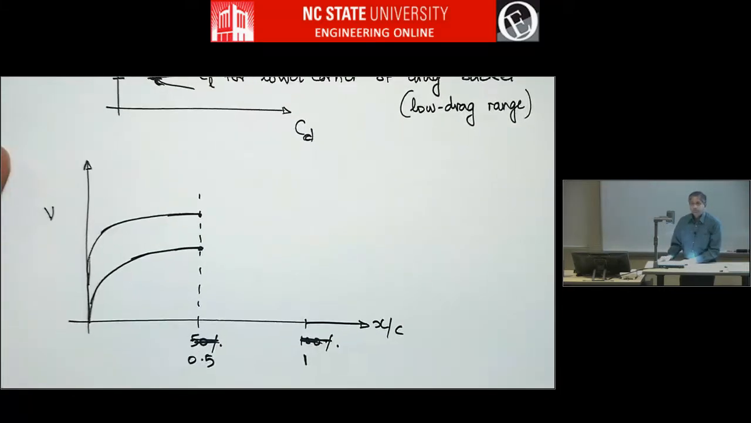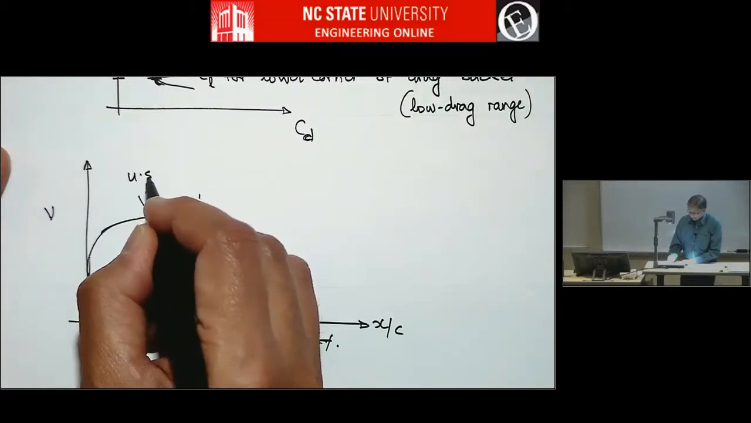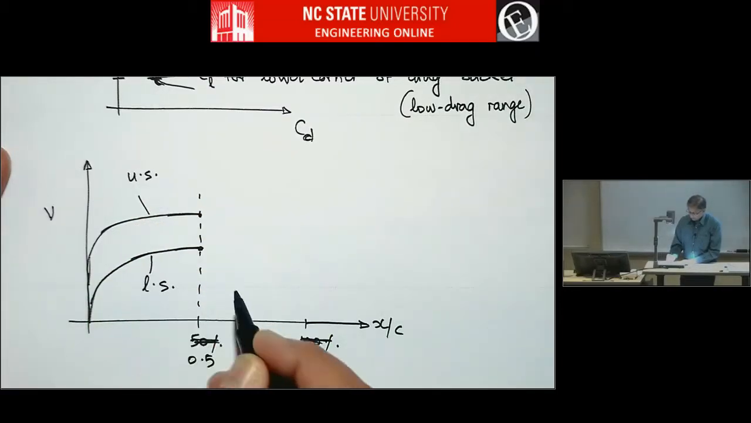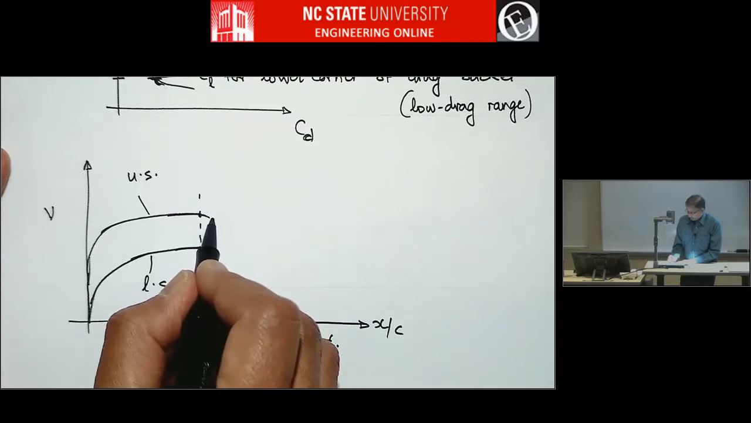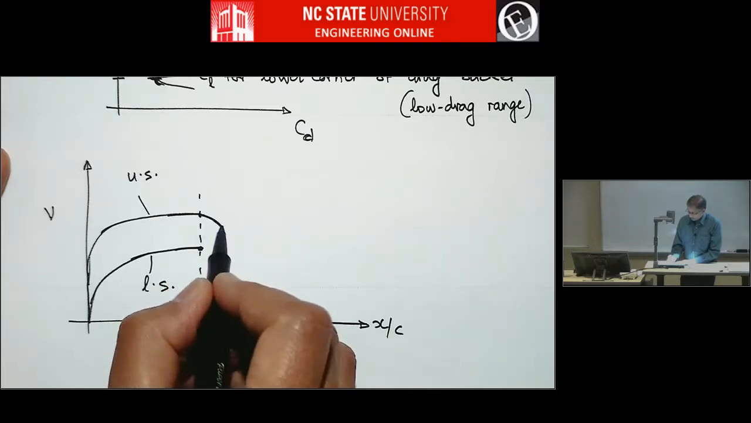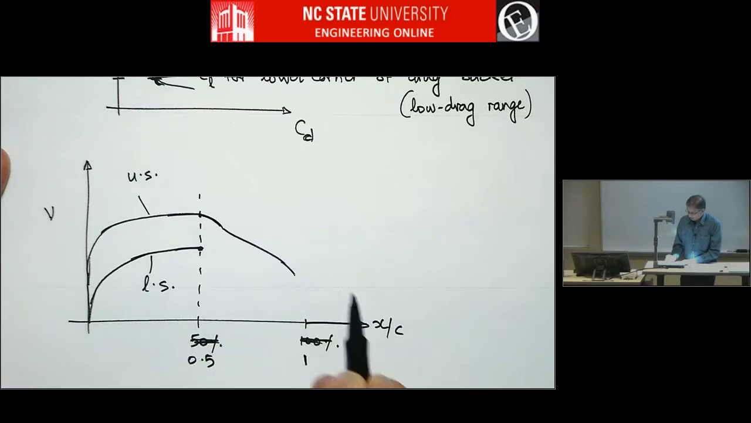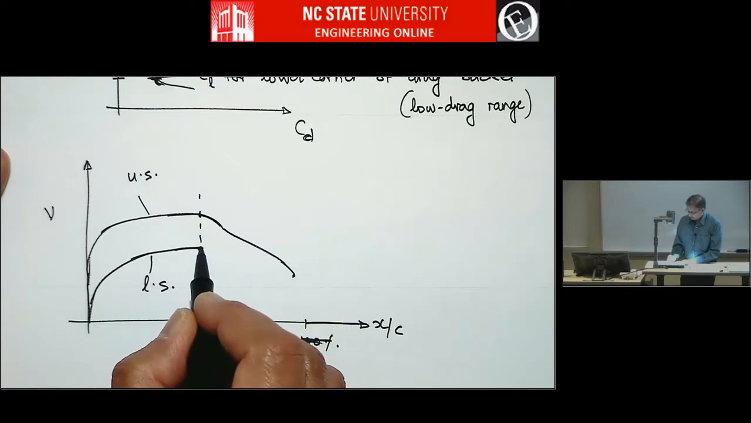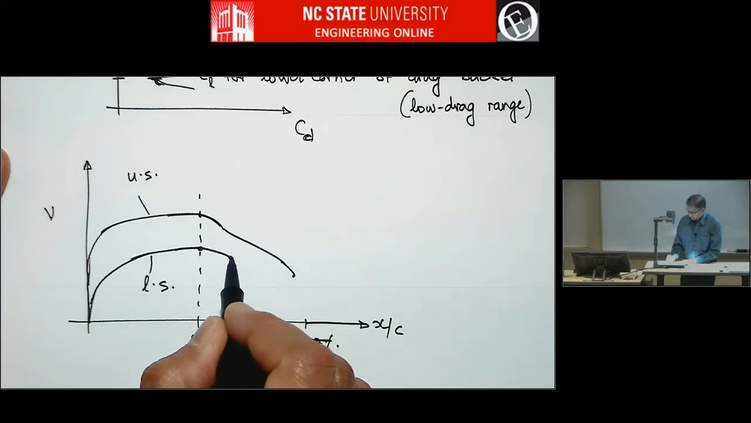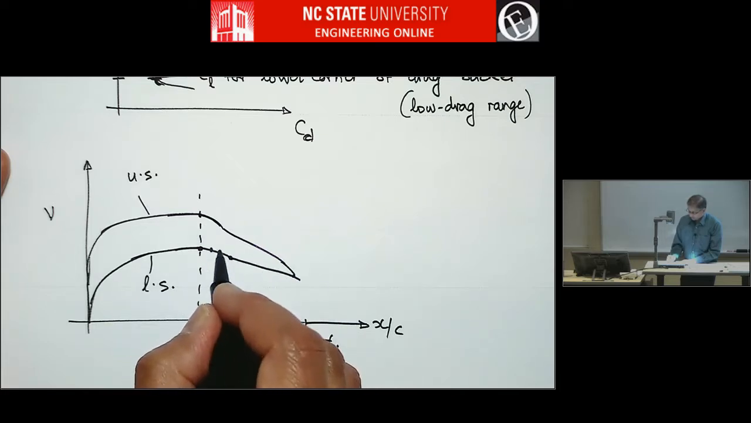So this is upper surface, lower surface, and then you have some kind of a transition ramp, and then you have some adverse or some recovery region, something like that. Usually these will have multiple segments.